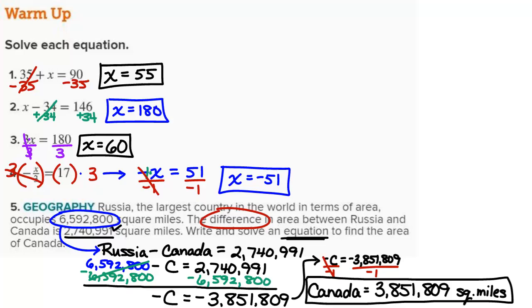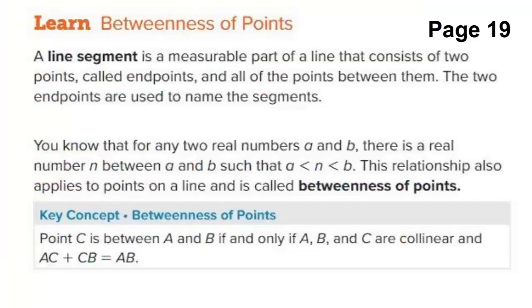All right, page 19 in your books, please. Page 19. Friday and yesterday, we talked about 3 geometric objects. Do you guys remember what 3 objects we talked about? It was points, lines, and planes. We're going to add a new geometric object today. We're going to talk about line segments today.